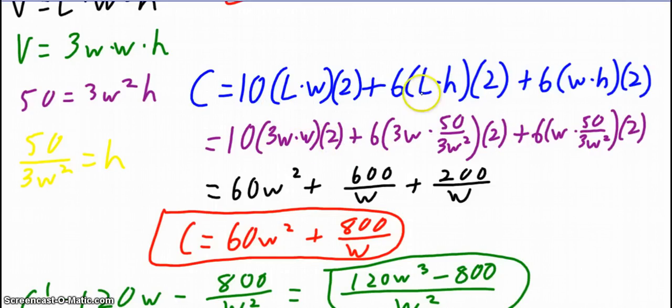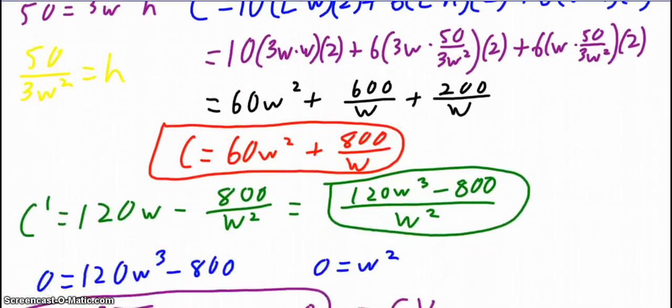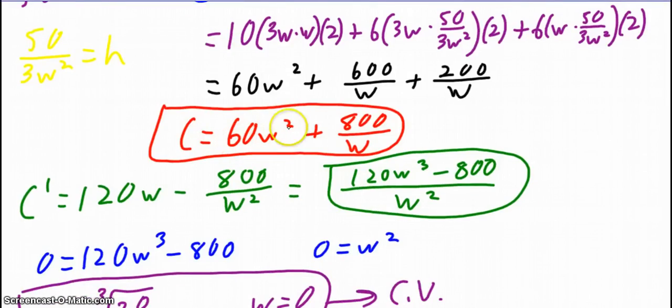So L is 3w, L is 3w, h is 50 over 3w squared, w is w, and h is 50 over 3w squared. Simplify and combine like terms, and I get a cost equation that is 60w squared plus 800 over w. Take the derivative. C prime is 120w minus 800 over w squared.